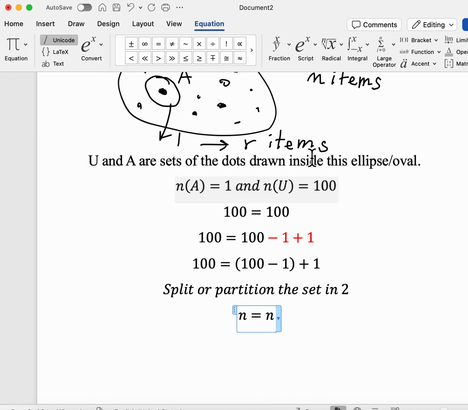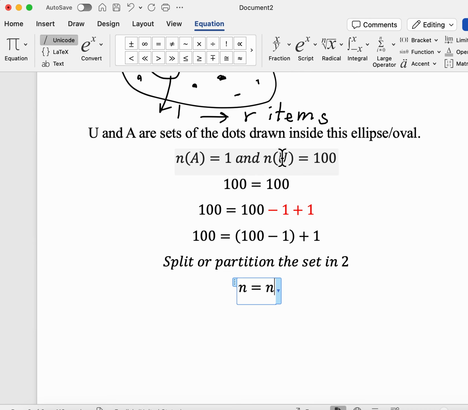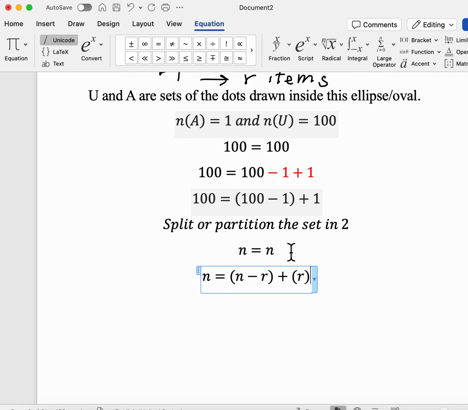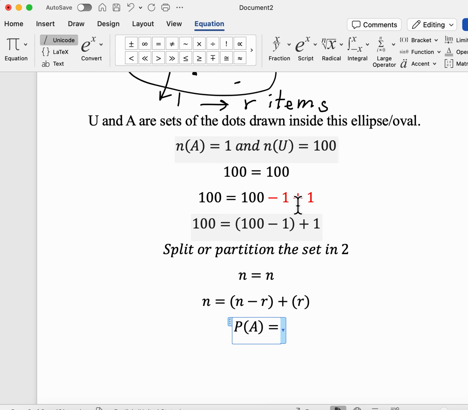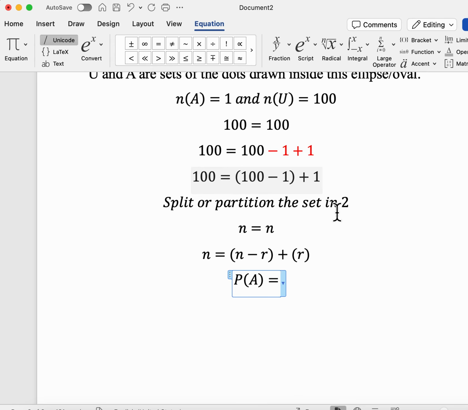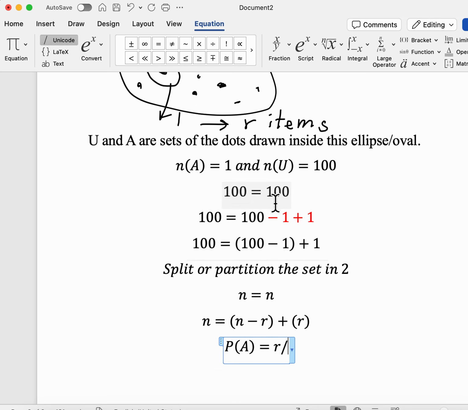But I can add another arbitrary 0 pair of minus r plus r to this as well. So n equals n minus r plus r here. And then I group it like this. Based on how I define the event here, I can simply define the probability of my abstract event to be the number of dots I'm picking, which is r of them, over the total number of dots, n of them.